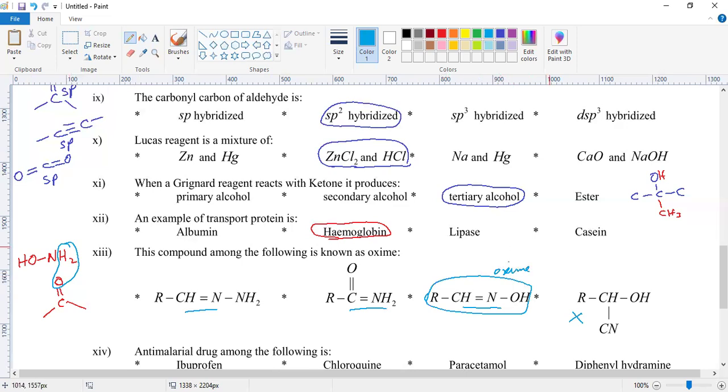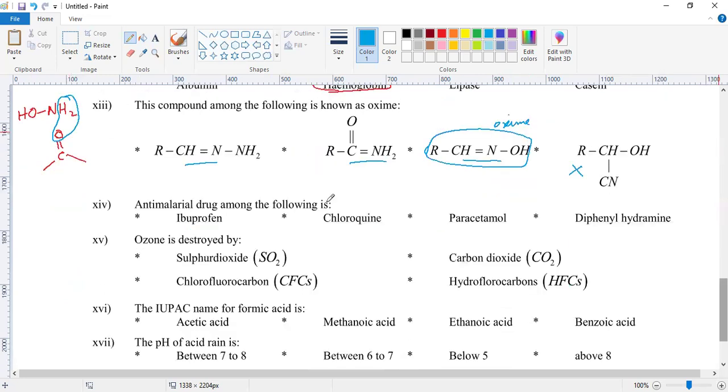And now the anti-malaria drug. We should remember that chloroquine is an anti-malarial drug. But the most prevailing drug nowadays is artemether, but it is not part of our syllabus. So here the correct answer is chloroquine. Ozone is destroyed by sulfur dioxide, no. Carbon dioxide, no. Chlorofluorocarbon, yes. This is the main cause that destroys the ozone layer. Hydrofluorocarbons are actually developed to replace CFCs, so they do not damage the ozone layer.